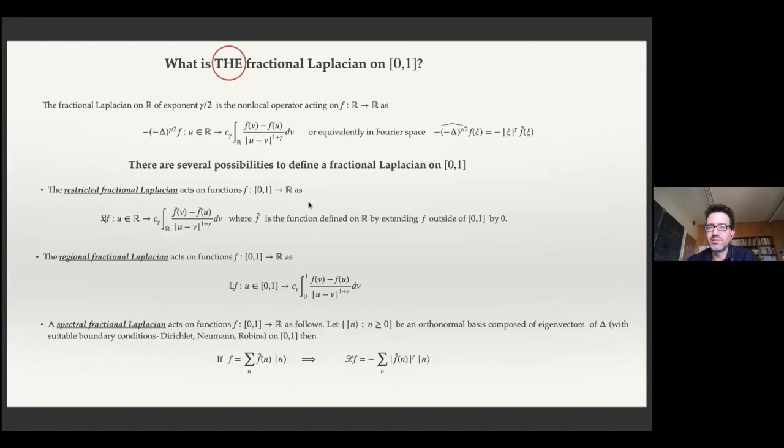So what I want to say here is that it is not so evident what will be the fundamental object that will appear in the hydrodynamic limits. And what I claim is that it is in fact this one. It is the regional fractional Laplacian.